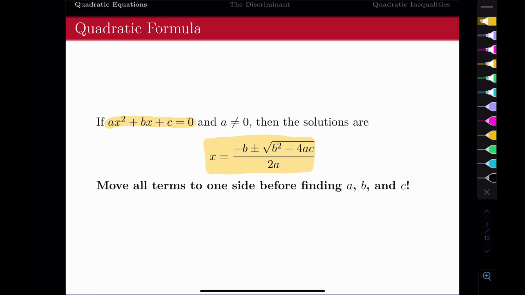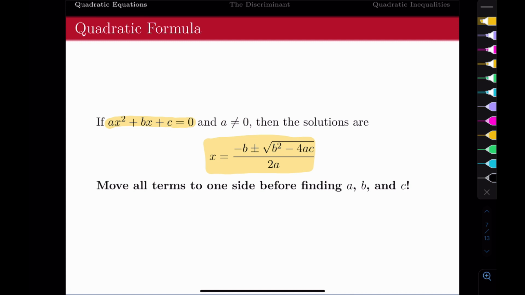One way you can remember the solutions is you can sing it to the tune of Pop Goes the Weasel. My voice is not great, so I apologize in advance. But it's negative b plus or minus the square root of b squared minus 4ac all over 2a. And that might help you remember just what the formula is.